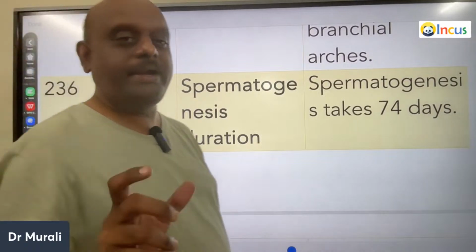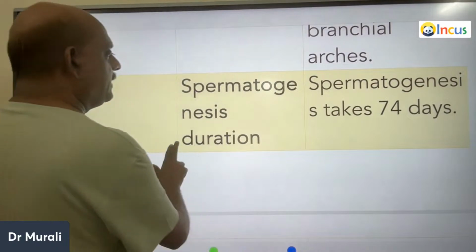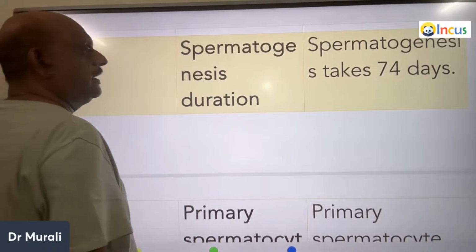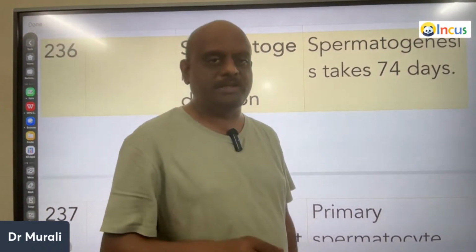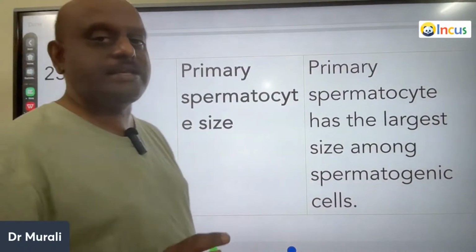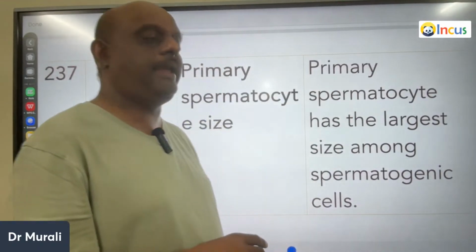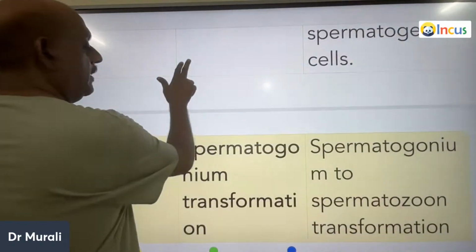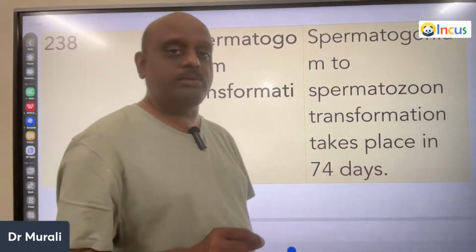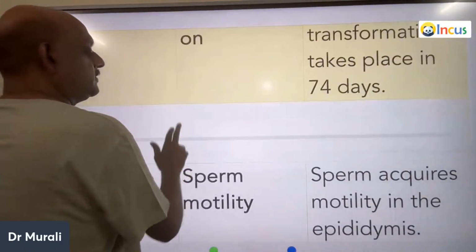Spermatogenesis. How many days does it take for the sperm to prepare for the NEETPG exam? 74 days is what you need to remember. It is not days. Is it days or hours? We will check. Right? There's a small error. Now, of all the spermatogenic cells, it is the primary spermatocyte which has the largest size among them, is what you need to remember. So, yes, it is days only, doctor. Spermatogonium to spermatozoon transformation takes place in 74 days.